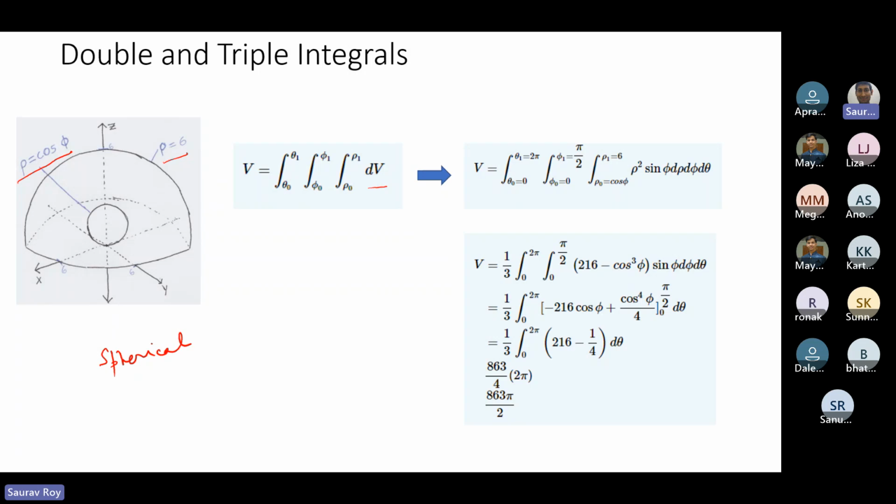So you can evaluate it like this. The spherical coordinate volume element is, as you've seen, rho square. Previously we were taking r square. Here you take r equals rho. So r square sine phi d rho d phi d theta. That's all. If you take the limits carefully, you will come to this solution.